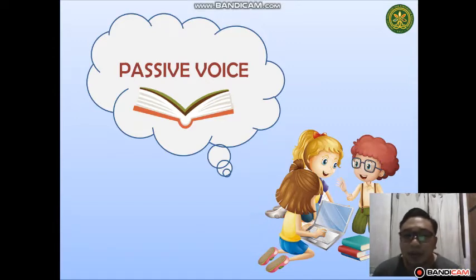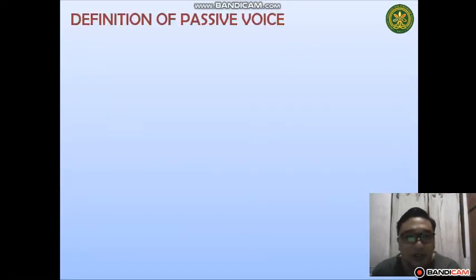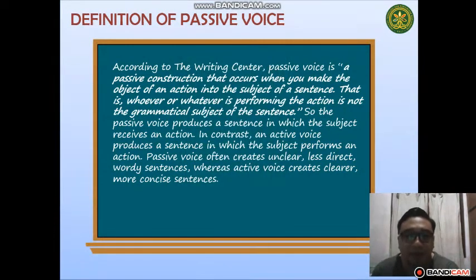So now I would like to explain about the passive voice. Did you ever hear about the passive voice? Okay, so right now I'm going to explain about the passive voice. The definition of passive voice, according to the Writing Center, is a passive construction that occurs when you make the object of an action into the subject of the sentence. That is, whoever or whatever is performing the action is not the grammatical subject of the sentence.